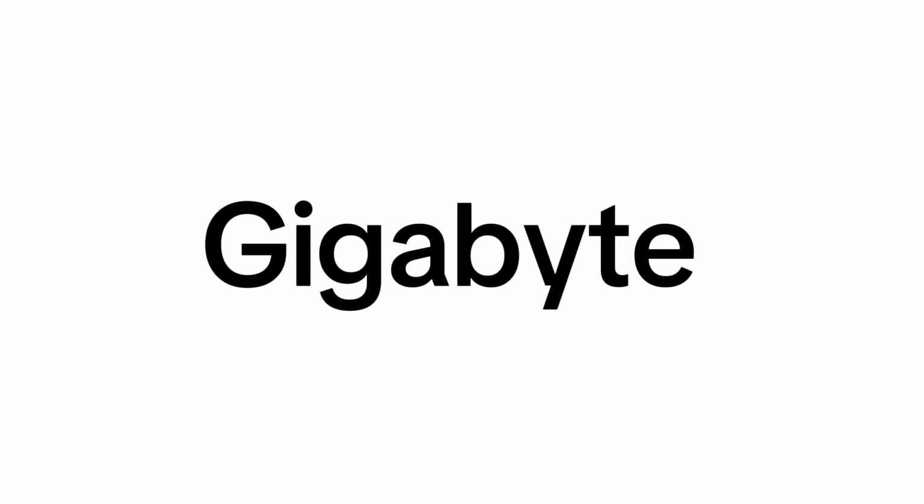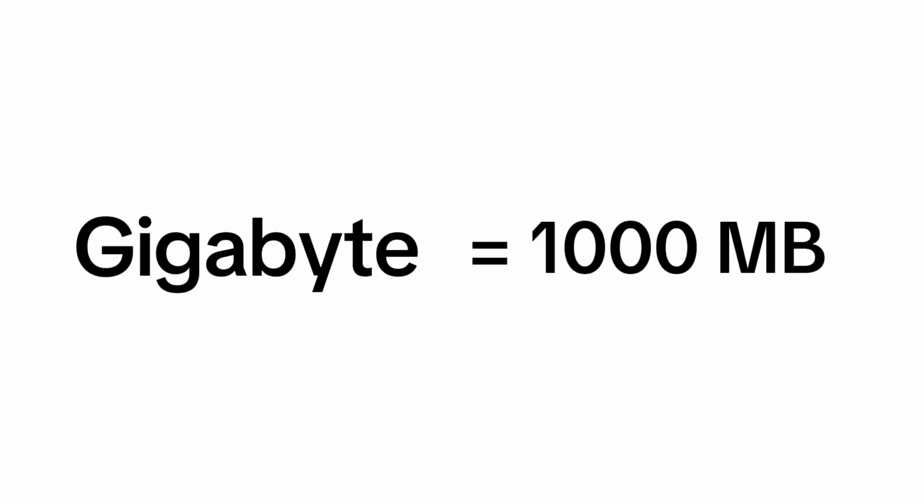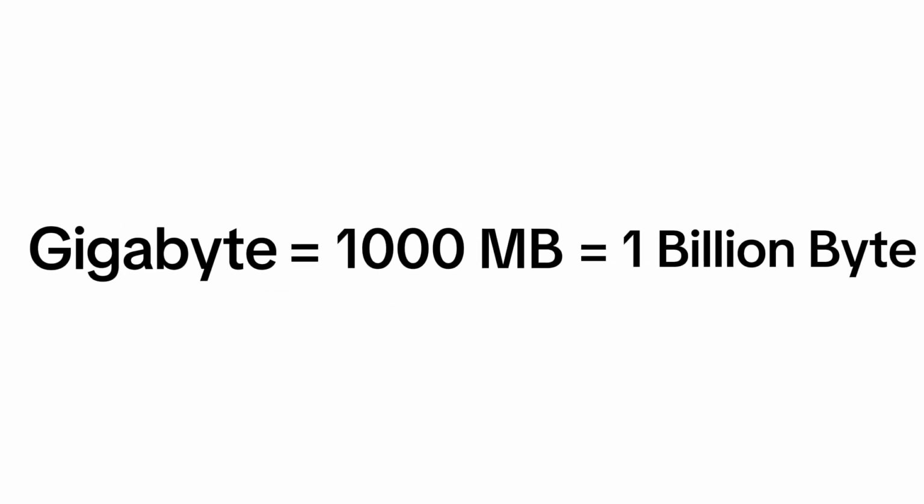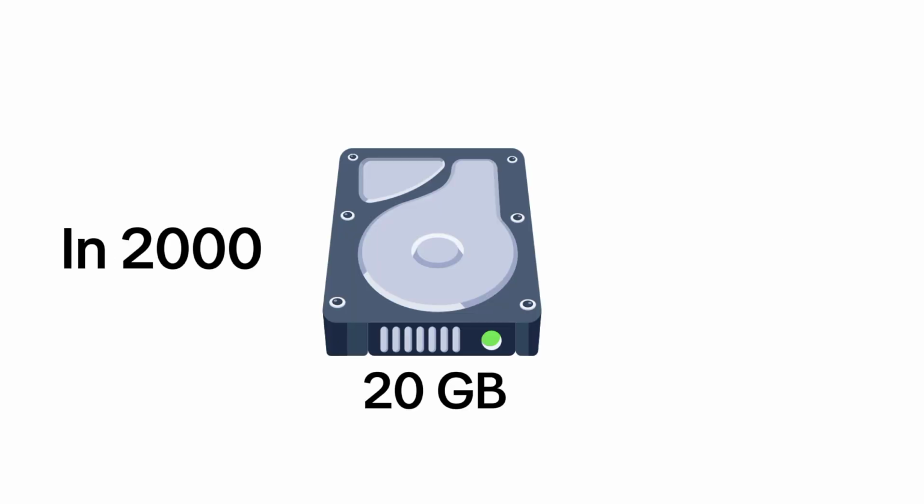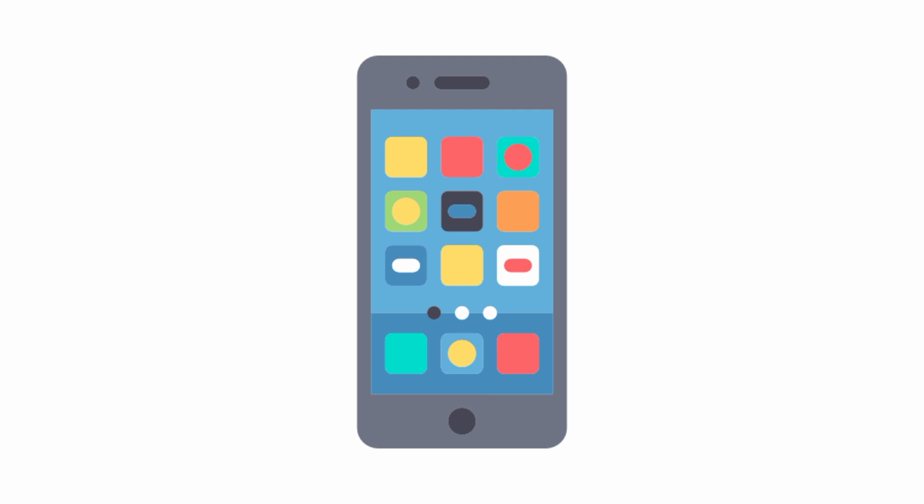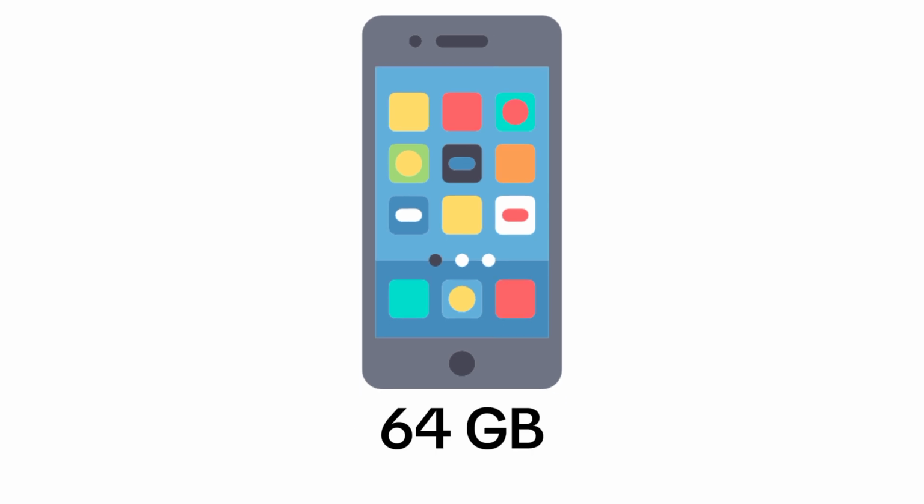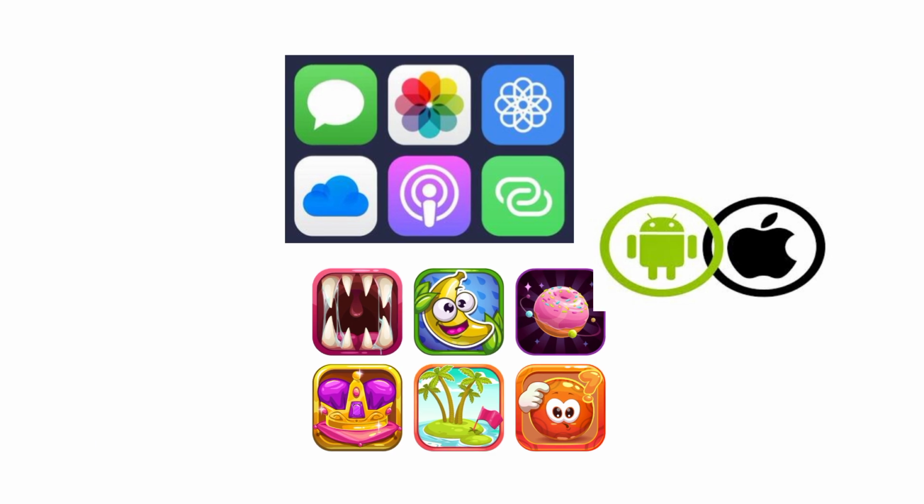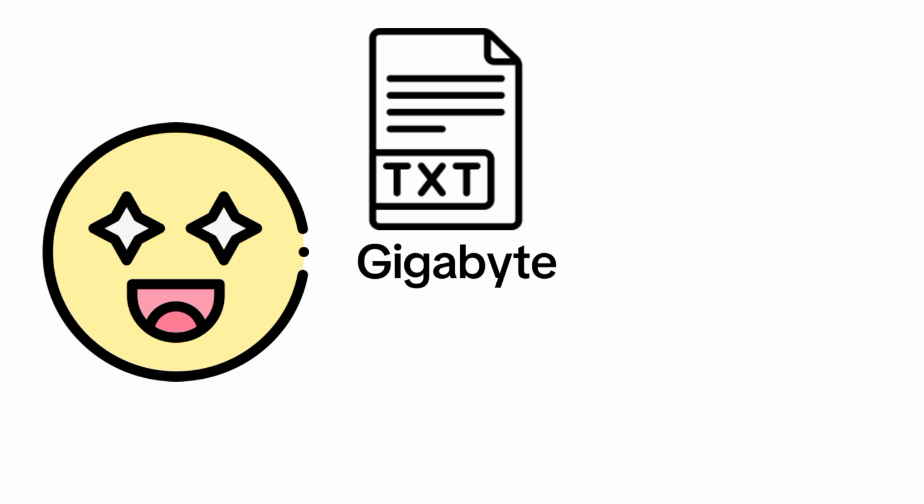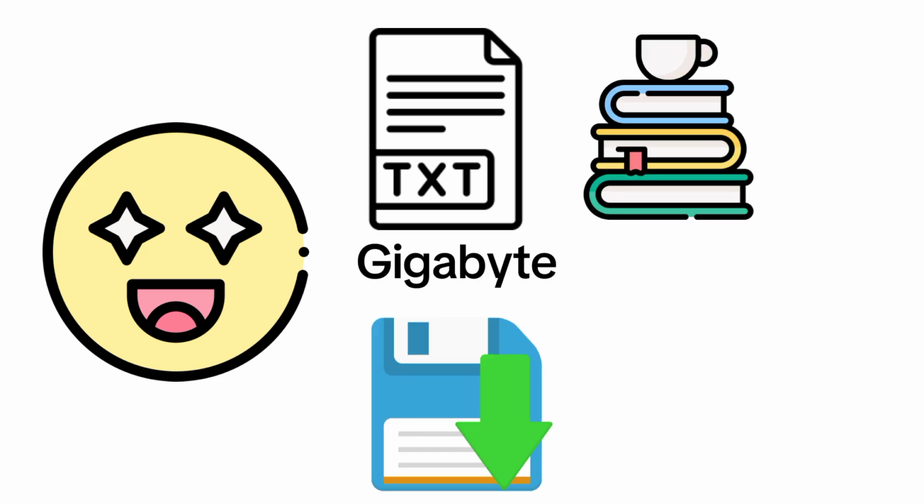Gigabyte. Moving on, a gigabyte, GB, equals 1,000 megabytes, or roughly 1 billion bytes. 1 GB can hold about 600 photos, 230 songs, or a 2-hour HD movie. In the early 2000s, a 20 gigabyte hard drive was considered enormous. Today, even smartphones start with 64 gigabytes or more. Every app, game, and operating system you use is measured in gigabytes. It's fascinating to think that a single gigabyte of plain text could store thousands of novels, a miniature digital library right in your pocket.